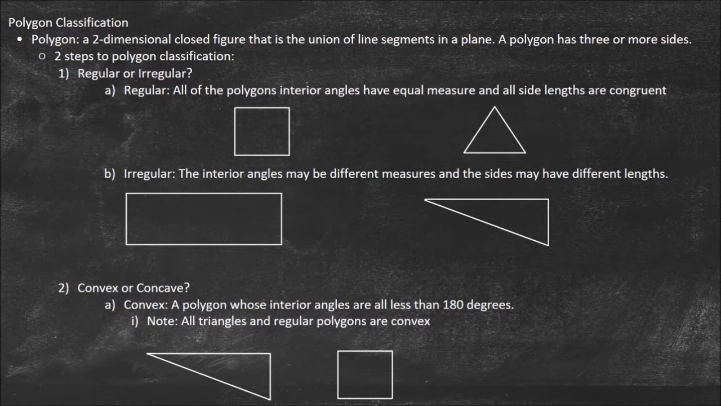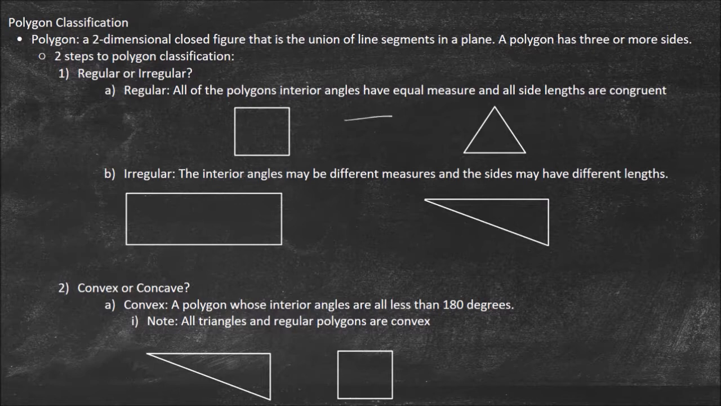So what a polygon is, we'll start at the basics. It's just a two-dimensional closed figure that is the union of line segments in a plane. A polygon has three or more sides. So that sounds a little confusing, but if you take it little by little, a two-dimensional figure that is the union of line segments in a plane. So that's just two line segments.